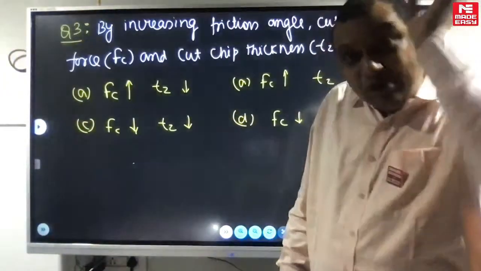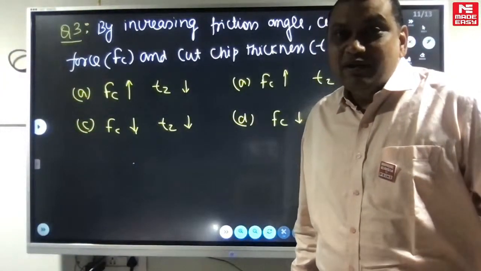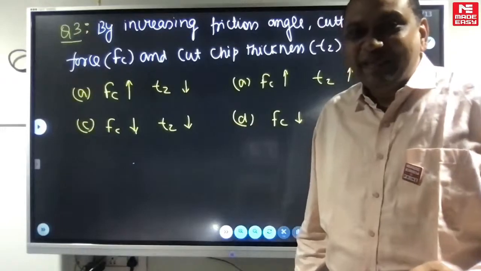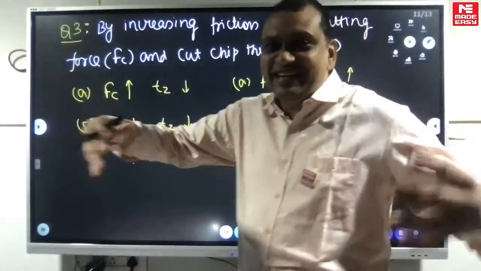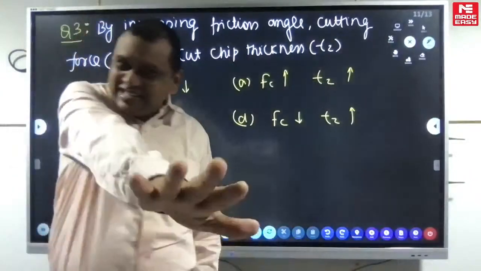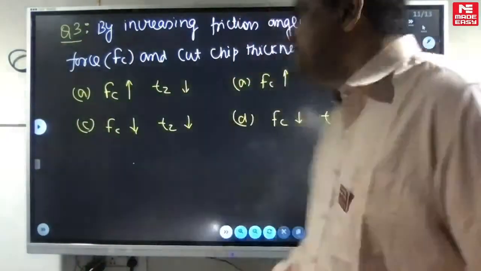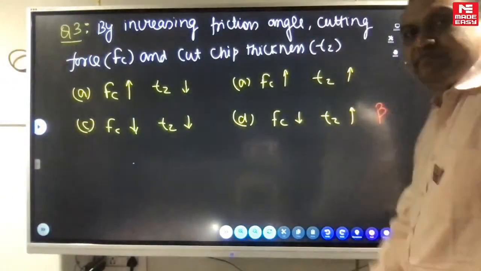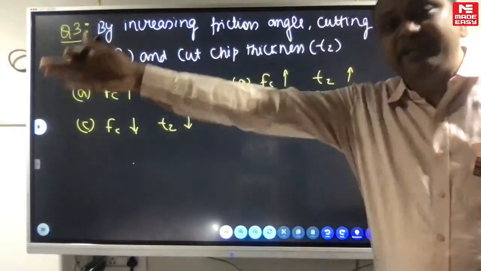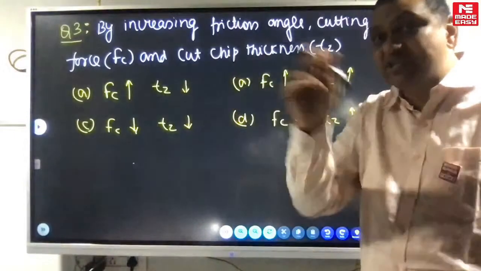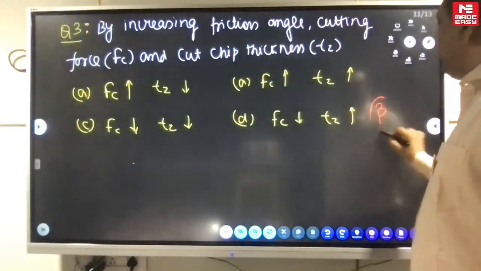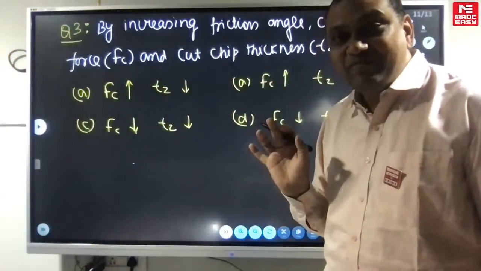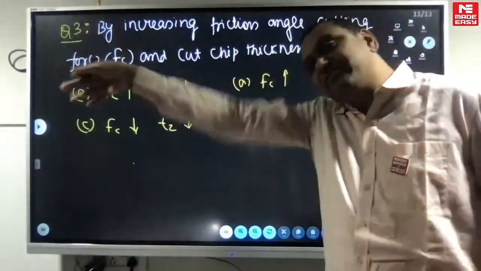This third question is the most controversial question. One such question appeared a few years back in GATE, and different test series are giving different variations. So let us understand here properly. The question is: by increasing the friction angle, we know it's beta. I am using the same notation that we teachers at Made Easy use in the class. If we increase the friction angle, what will happen to the cutting force and the cut chip thickness? Cut chip thickness means thickness of chip after machining.